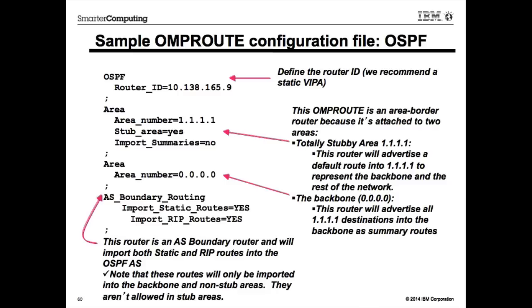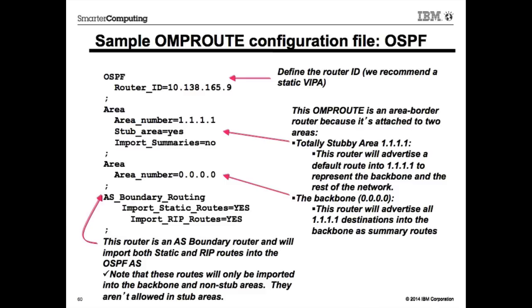All right? Also, we're an AS boundary router, so this is a pretty complex router. And we import static routes into OSPF, and we import RIP routes into OSPF. Now, when you import routes into OSPF, external routes are not allowed in stub areas. So this guy will only import into the backbone area because that's the only non-stub area that he's attached to.